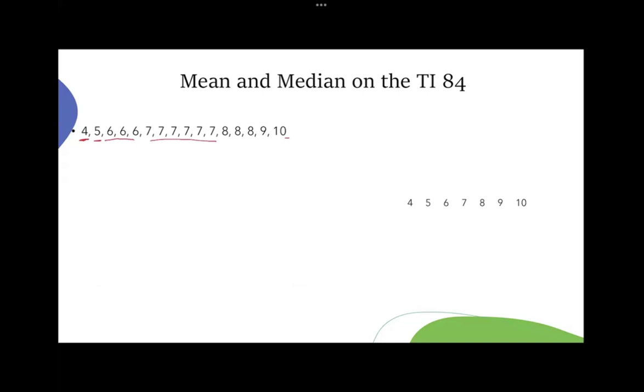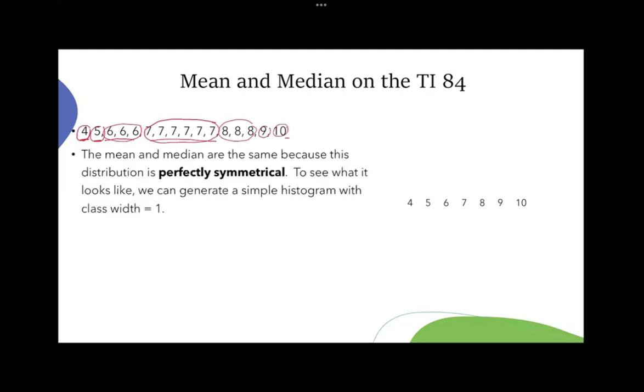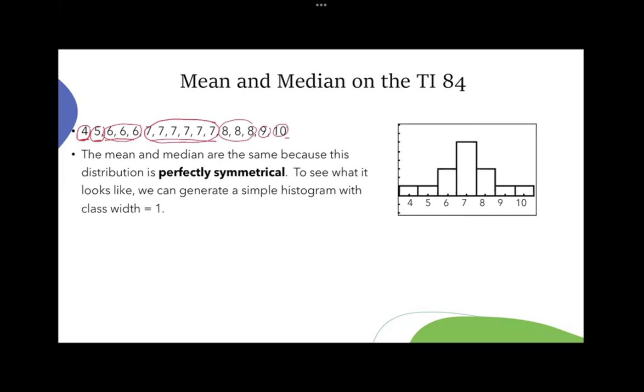We have only one 4, only one 5. We have 3 6s, 6 7s. Then we go back down again, 3 8s, 1 9, and 1 10. So when we graph this, we'll see that it is perfectly symmetrical.